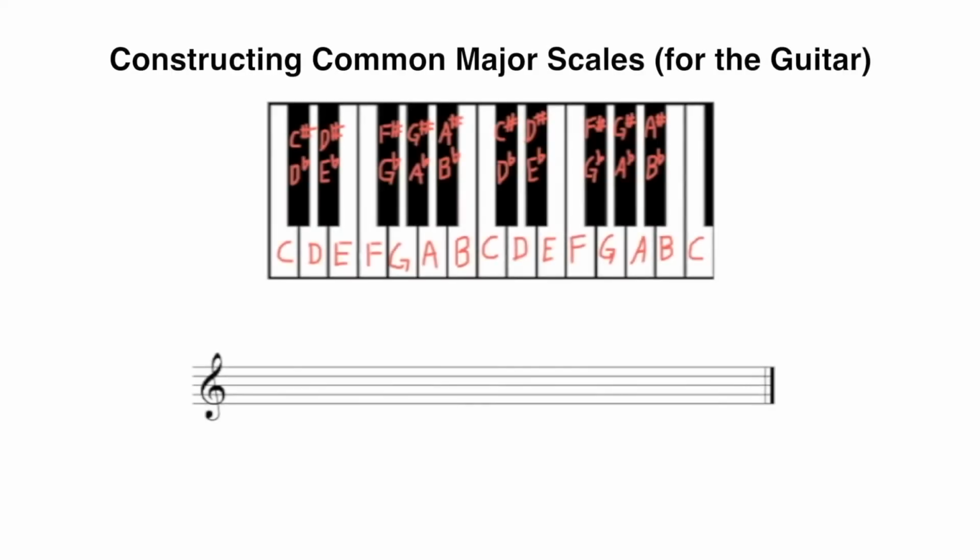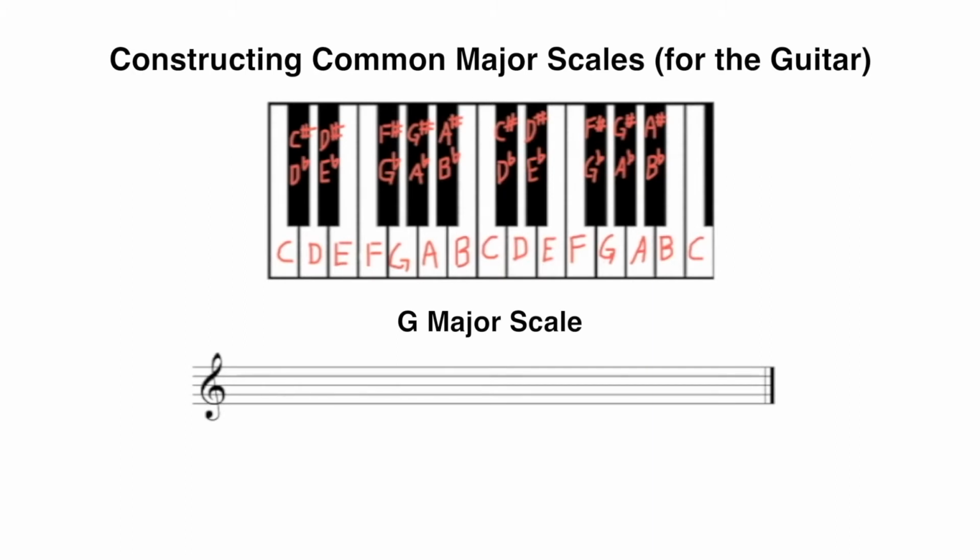Hello, this is Dr. Anthony Festmeyer, and in this lesson we're going to construct 5 different major scales using the same steps that we used in the previous lesson to construct the C major scale. We will start with the G major scale, and our first step is to notate a diatonic scale.